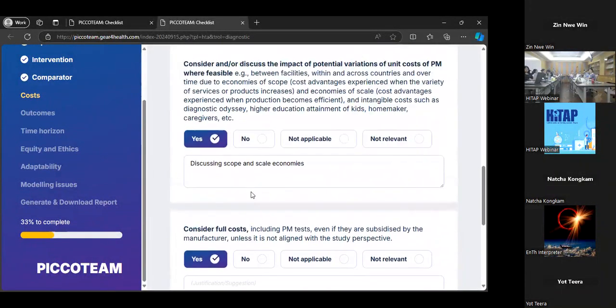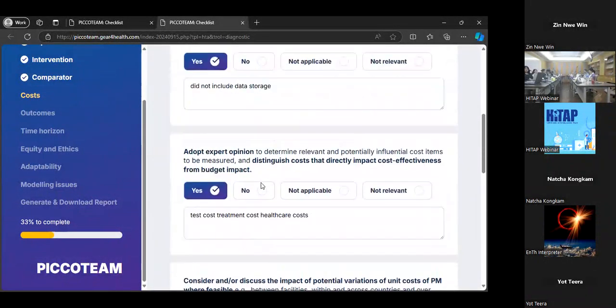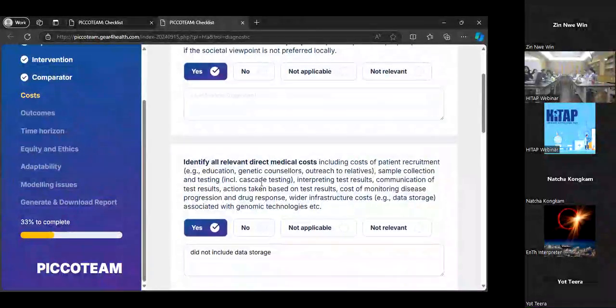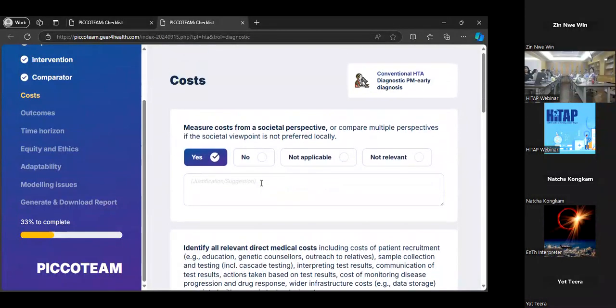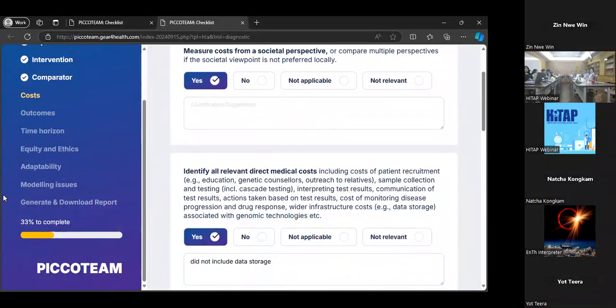So the take-home message from the cost domain is that we need to consider the full cost of the test, and we need to consider all the direct medical costs by referring to this checklist and involving experts to see what costs may be potentially missing that are unique to the local setting. And also, we need to try our best to measure costs from the societal perspective.